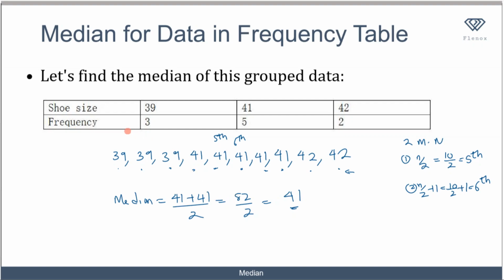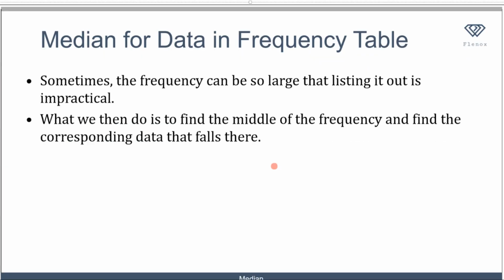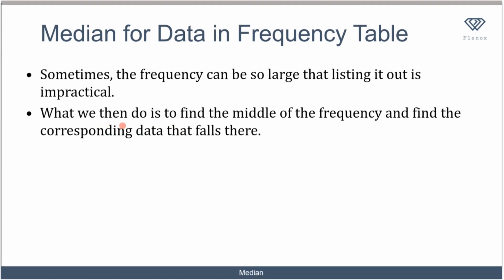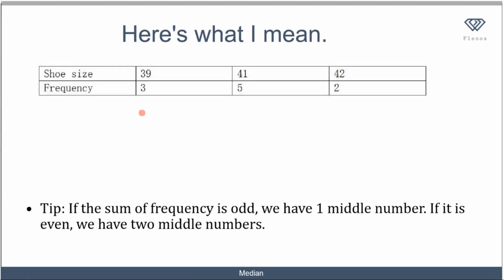But consider a scenario in which our frequency table is so elongated that trying to list out the information like this can be very tedious. How do we deal with such scenarios? What we do then is find the middle number of the frequency and find the corresponding data that falls there. Instead of going through the formal process, we just find the middle positions based on the frequency and trace them from our table. So what do I mean by that?